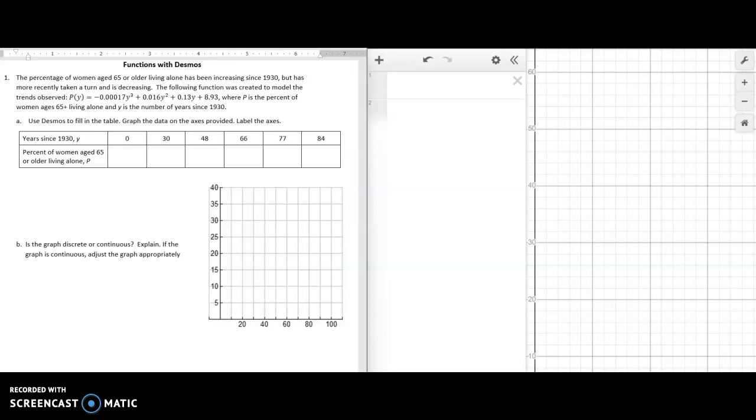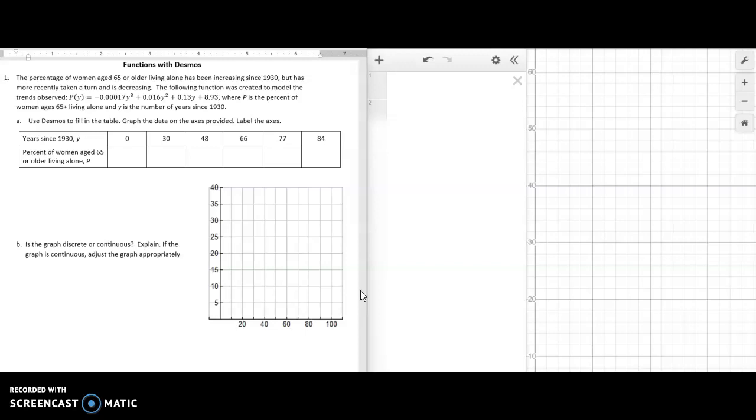So we've been using Desmos all along, but we're going to do this activity completely using Desmos. And so again, we first want to identify our inputs and outputs. The percentage of women age 65 or older living alone has been increasing since 1930, but has more recently taken a turn and is decreasing. So the following function was created to model the trends observed.